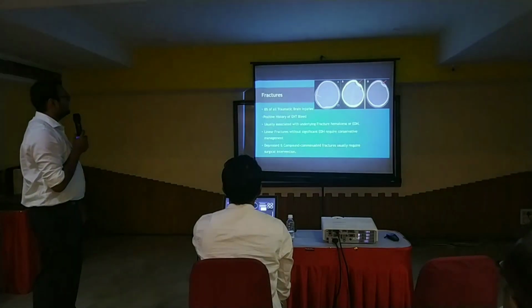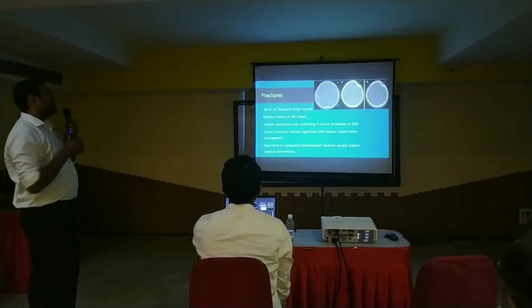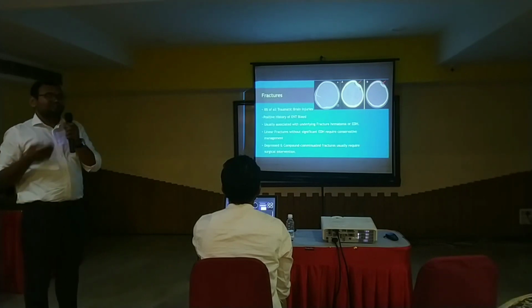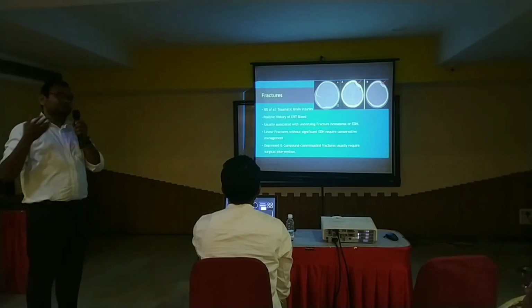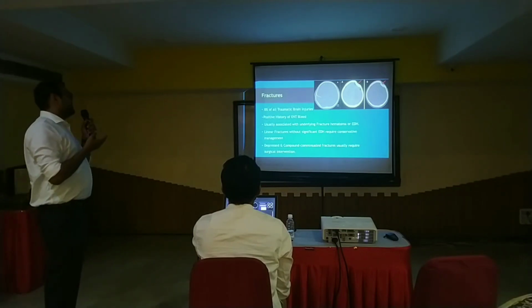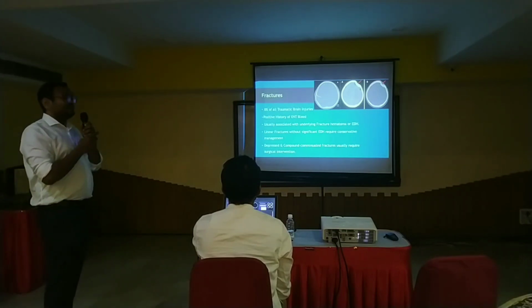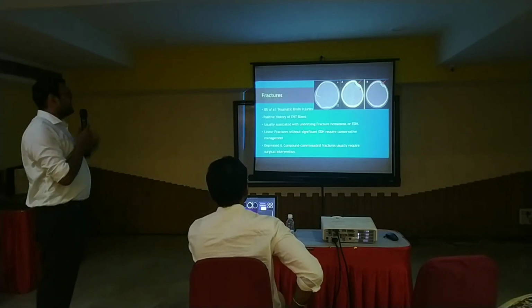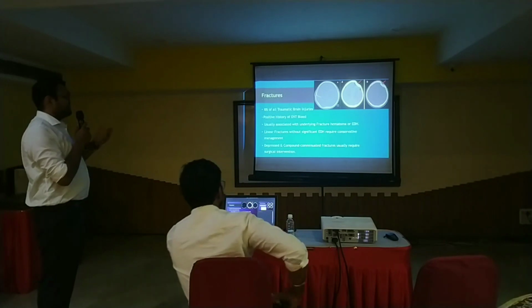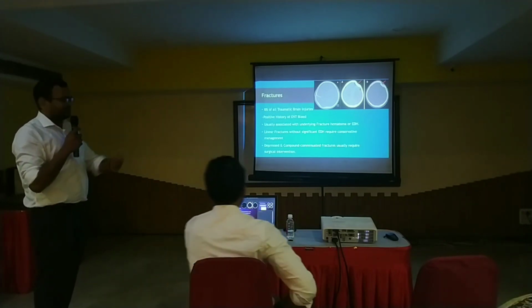Next. Fractures are 8% of all traumatic injuries, and most of the time there is a positive history of ENT bleed. Suppose there is a history of nose bleed, then most likely an ethmoid fracture can be there. With an ear bleed, it can be a temporal bone fracture. Usually it is associated with an underlying fracture, hematoma or EDH also. Linear fractures without significant EDH require conservative management only, and depressed and compound fractures usually require surgical intervention.